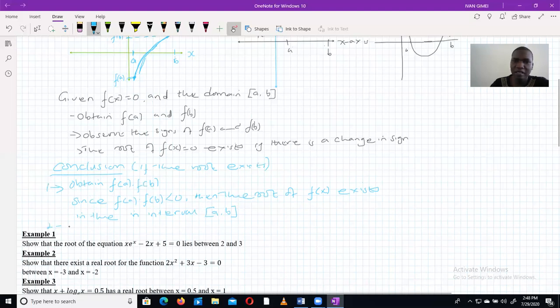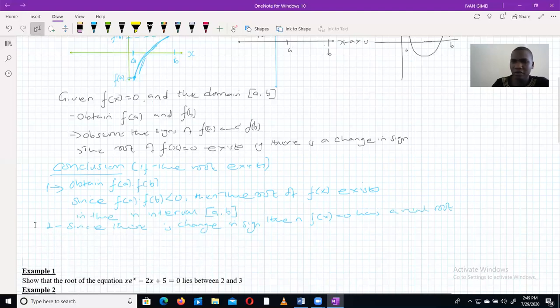The other way you can conclude is to say, since there is a change in sign, then f of x equals 0 has a real root in the interval AB. So that's how we conclude, and this summarizes the sign change method.